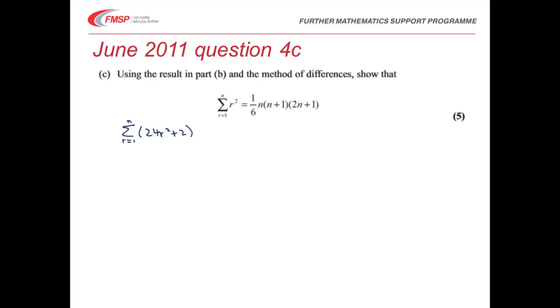from r equals 1 to n has got to be the same as the sum of (2r + 1) cubed from r equals 1 to n minus the sum of (2r - 1) cubed from r equals 1 to n. So that's using the identity from part B and doing a summation from 1 to n.